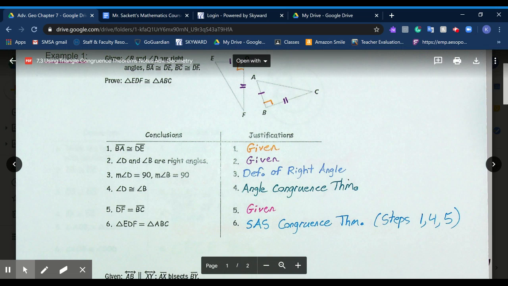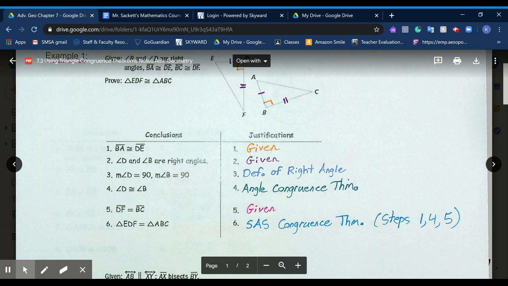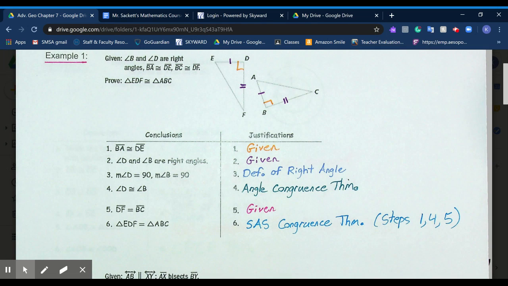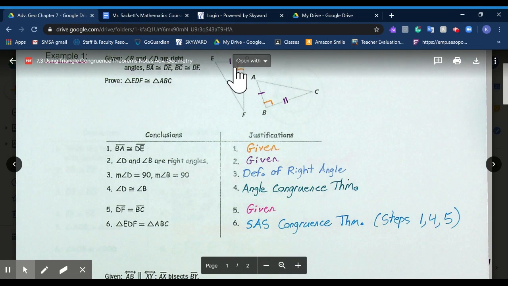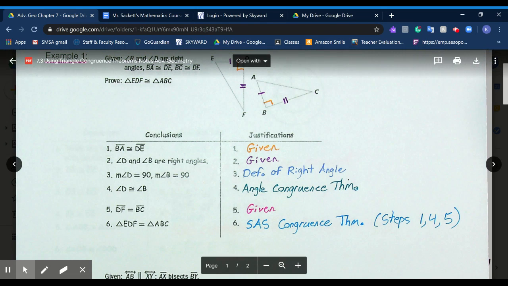And then they indicated side DF is equal to BC, or it should say congruent again. So the congruency symbol is missing above 5 and 6. But DF congruent to BC was part of our given. And then if you look at the image, it's side, angle, side with the included angle. So side, angle, side congruence theorem using steps 1, 4, and 5 from this proof.